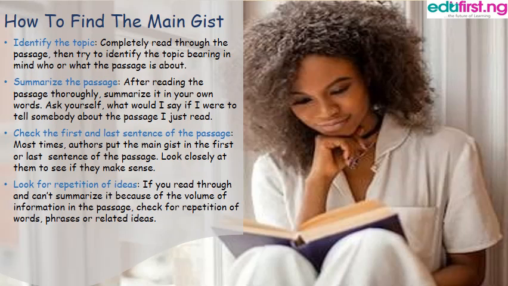Then we check the first and last sentence of the passage. Most times, authors put the main gist in the first or last sentence in the passage. Look closely at them to see if they make sense. Lastly, look for a repetition of ideas. If you read through and can't summarize it because of the volume of information in the passage, check for a repetition of words, phrases, or related ideas.